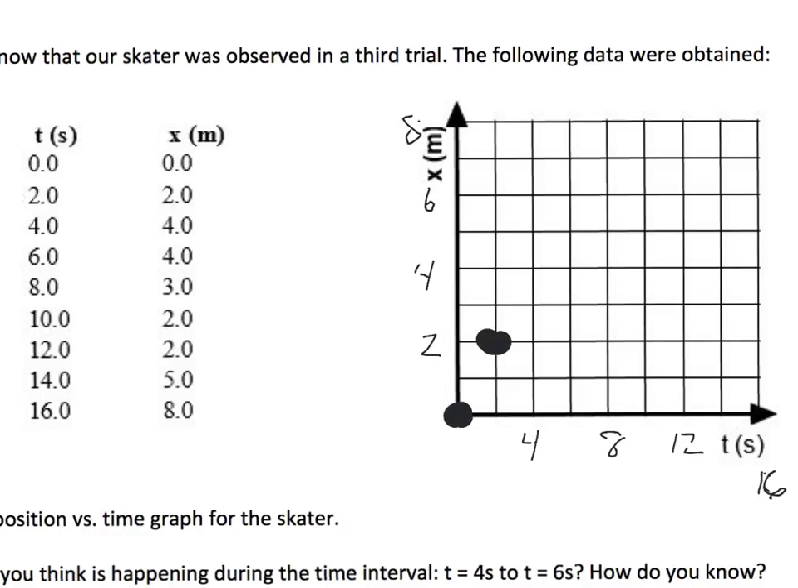At 2, we're at 2. At 4, we're at 4. That's easy. But then at 6, we're still at 4. At 8, we have come back to 3. At 10, we're back down to 2. At 12, we are still at 2. At 14, we're all the way up at 5, and then we end at 16 up at 8.